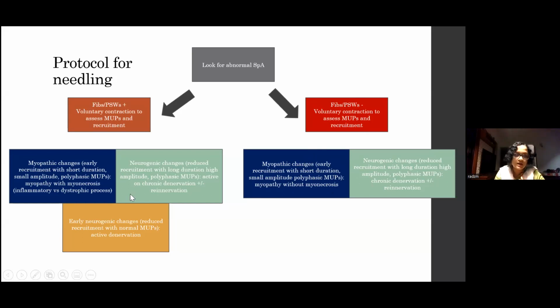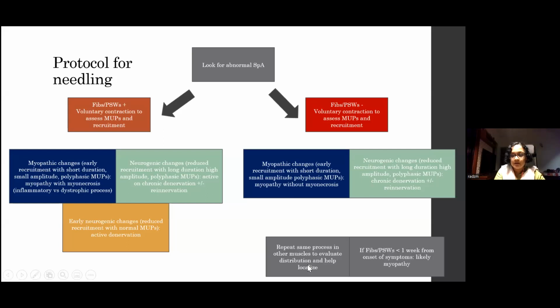positive sharp waves. If you have fibrillations or positive sharp waves, and you have normal motor unit potentials but reduced recruitment, that would be those unusual times when there could be early neurogenic changes. So just active denervation without any motor unit potential abnormalities, like you might see in early radiculopathy, for example. So once you have determined in a muscle what is going on, is it myopathic, is it neurogenic, is it active myopathic, is it active denervation?